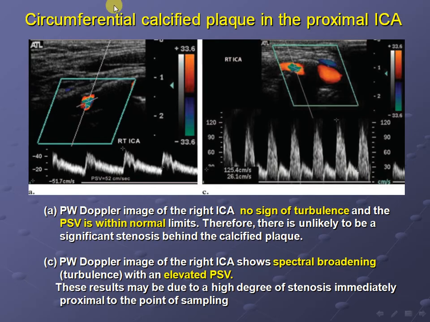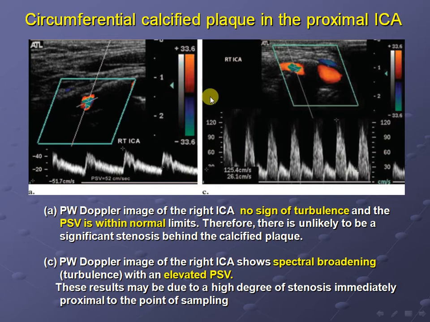For example, here you can see a heavily calcified plaque just causing severe acoustic shadowing. You cannot see anything distal to it. You put the color and there is no color gain just in this part. You measure it and you can see the flow is about 45 to 50 centimeters per second, indicating that this plaque, is it severe or not? Not. You can report it as a heavily calcified plaque with insignificant stenosis.